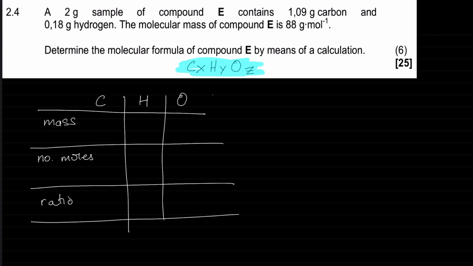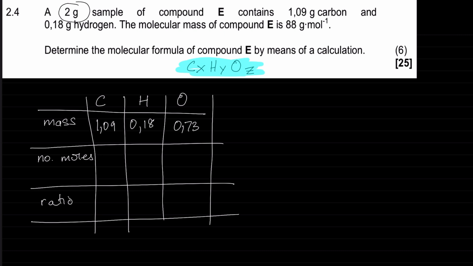So let's start filling in the table. Now, the mass of carbon we've been given 1.09. The mass of hydrogen 0.18. But we don't know the mass of oxygen. We've been given a clue though. They tell us that the total is 2 grams. So if we subtract 1.09 and 0.18, we'll get the balance. So the mass here is 0.73 grams.